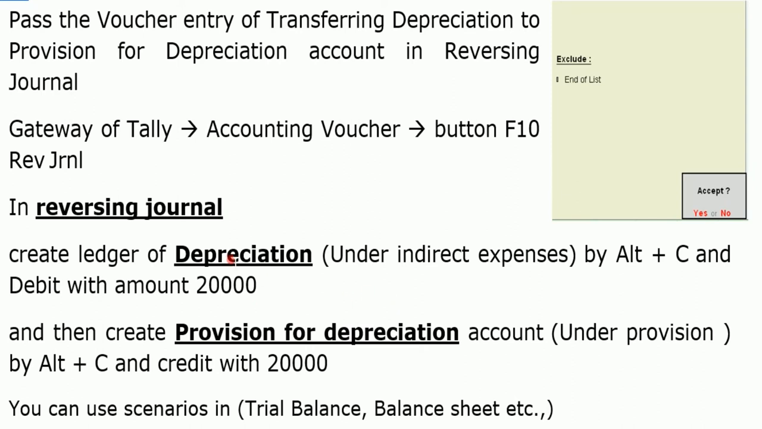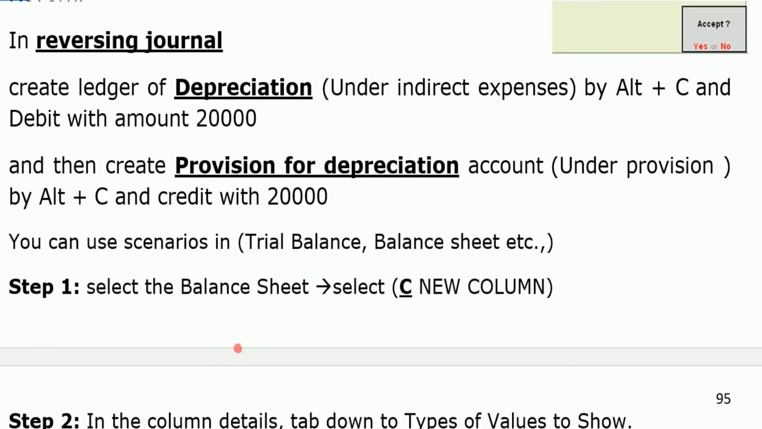So before that, by using this method, like Reverse Journal, create a ledger called depreciation under Indirect Expense by using Alt+C in the voucher entry screen. Then specify the amount, maybe for example 20,000, and then create a provision for depreciation account under Provisions, again with 20,000. Then you can use the scenario in the trial balance, balance sheet, etc.